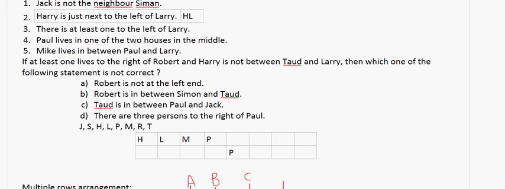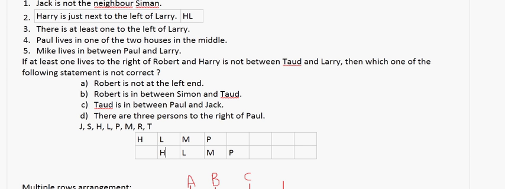So we have now cut short the number of cases. Now here also it has to be M, L and H. So this is what we are still now confident of, right? So we have placed H, L, M, P. We still don't know about J, S, R and T, right? They are still not known to us.